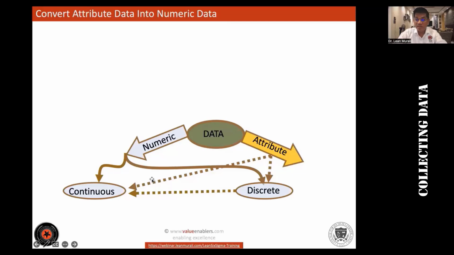Okay, if this is clear, type SC, super clear in the chat box. Very, very important to understand this.